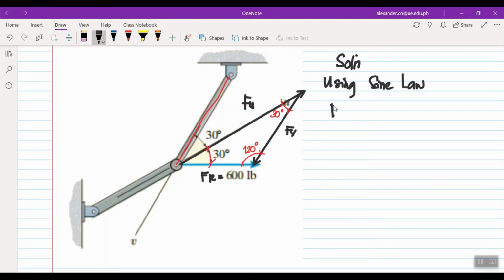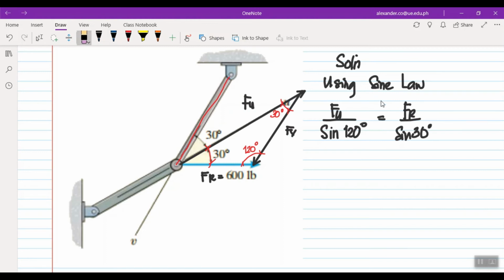Ihanapin natin F sub U over sine, pwede ba sine? Tama, pwedeng sine law. FU over sine 120 degrees equal to, ito, FR given, tapos ito yung sine 30 degrees niya, F sub R over sine 30 degrees. Eh, yung FR given na to, ilan to? Ayun, 600, no? Palitan na lang natin yan.